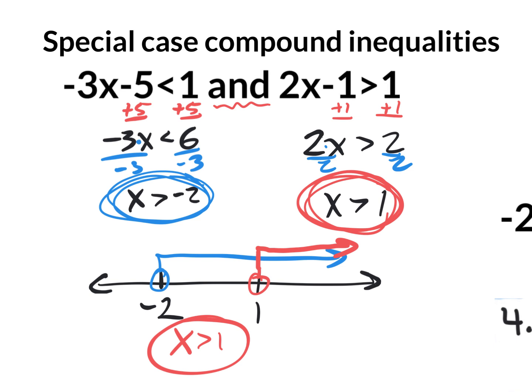Okay. Now, if this would have been an or, then do you have a red or blue right here? No. Do you have a red or blue right here? Yes. Do you have a red or blue over here? Yes, you actually have both. So if it were the word or, then you would say x is greater than -2. You wouldn't mention the x is greater than 1 if it were the word or. And I think we have that on the next question, so let's check that out.